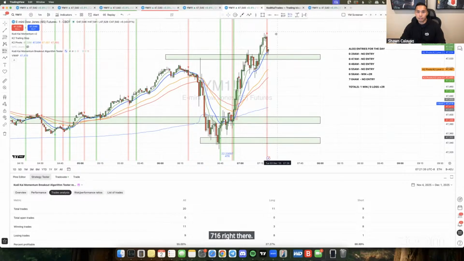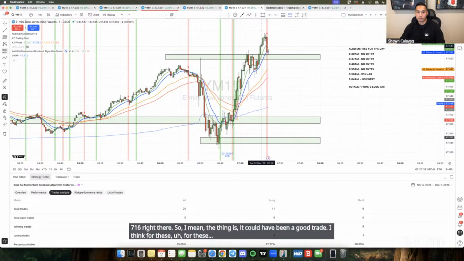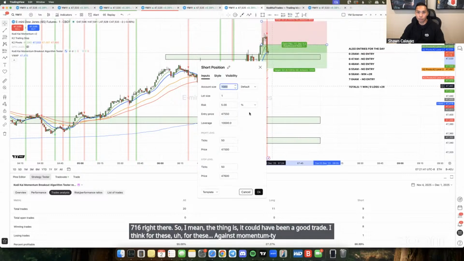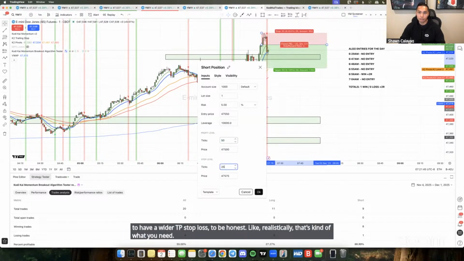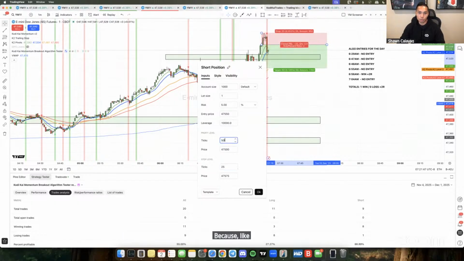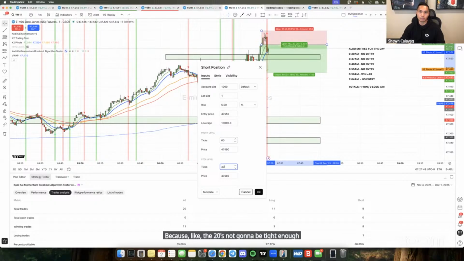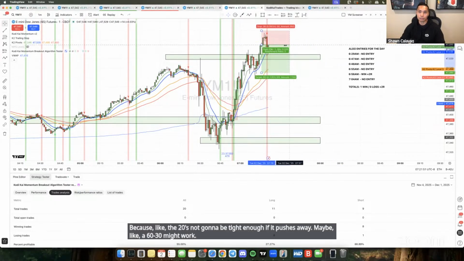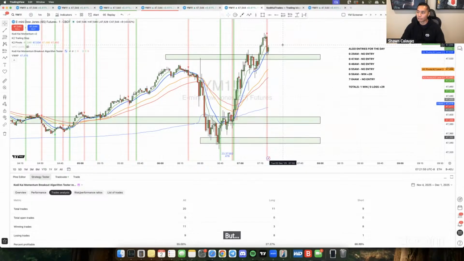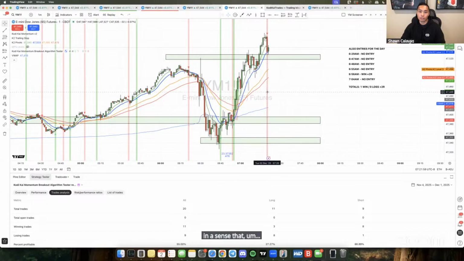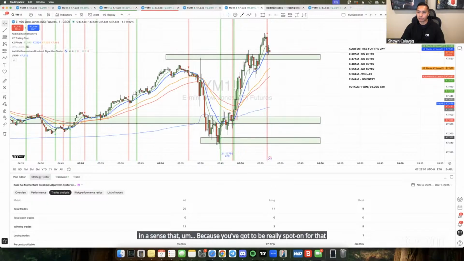So the thing is it could have been a good trade. I think for these against momentum type entries, you just have to have a wider TP and stop loss to be honest. Realistically that's kind of what you need, because the 20 is not going to be tight enough if it pushes away. Maybe like a 60-30 might work. But yeah, it's hard, because you have to be really spot on for that reversal to happen.